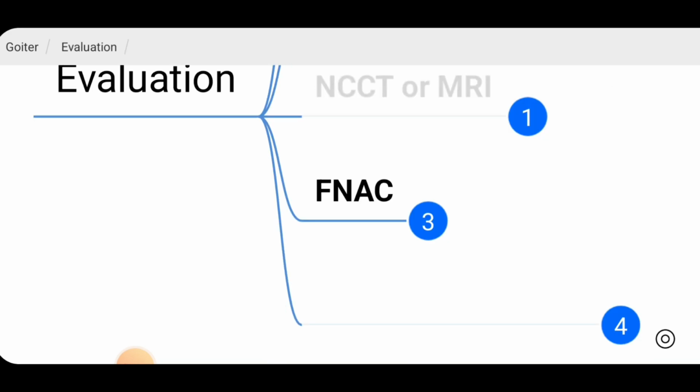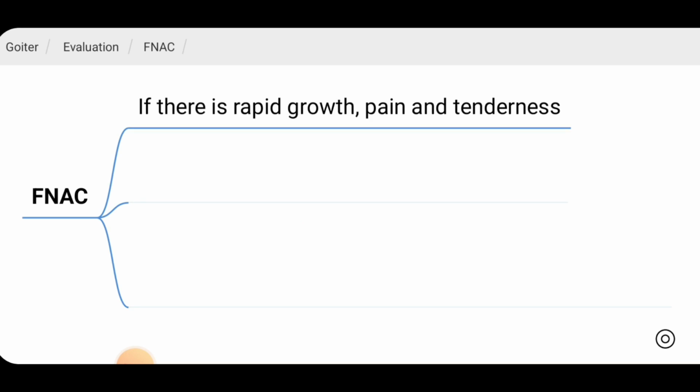And FNAC is very important for these patients. Usually we don't do true cut biopsy for thyroid gland because it is a very vascular gland, so there is a high risk of bleeding. So we do FNAC.